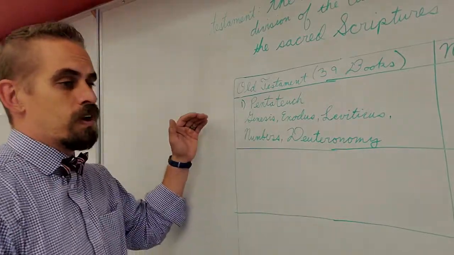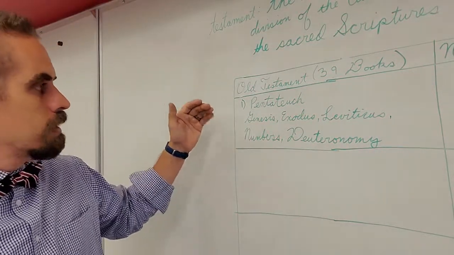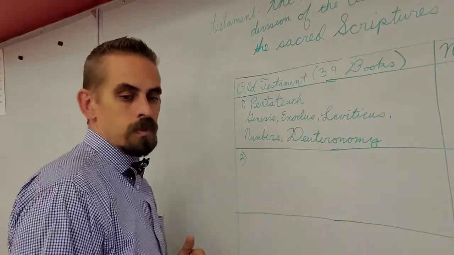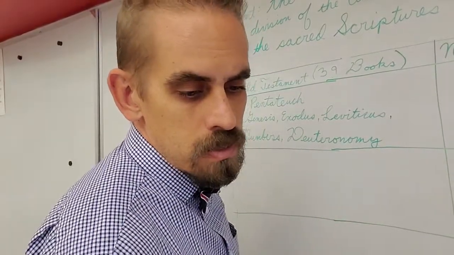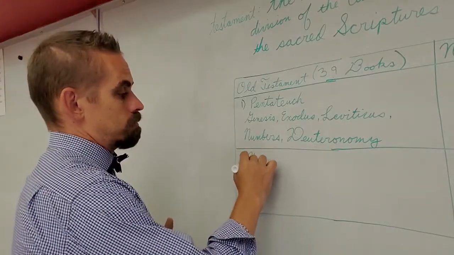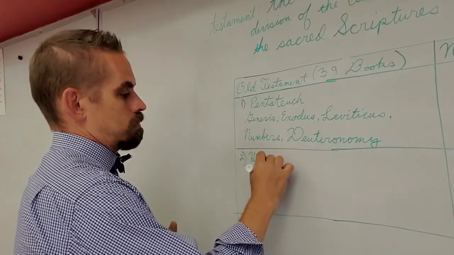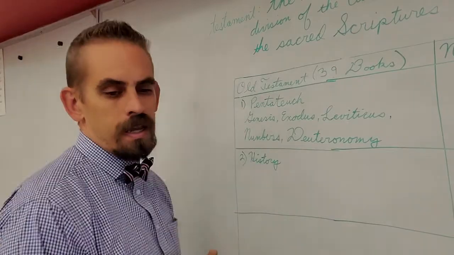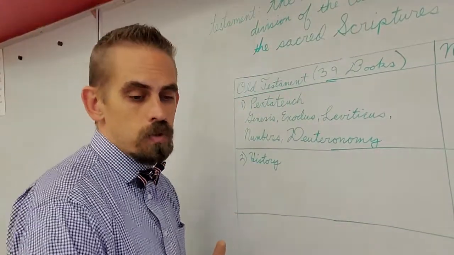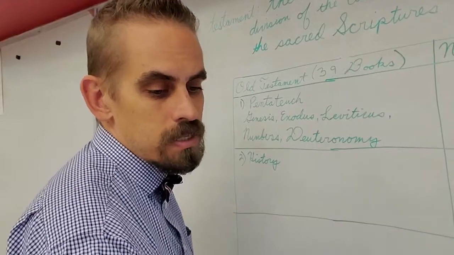Deuteronomy, that's the first 5. Now we go to the second section, right? This is the books of history in the Old Testament. So we're going to count how many there are here. 1, 2, 3, 4, 5, 6, 7, 8, 9, 10, 11, and 12. So there's 12 books in the Old Testament about history, about things that happen.